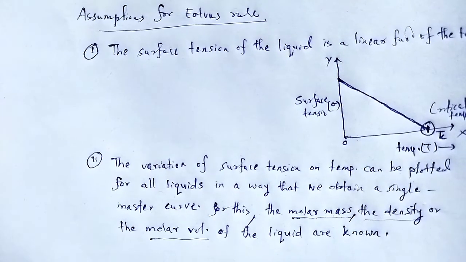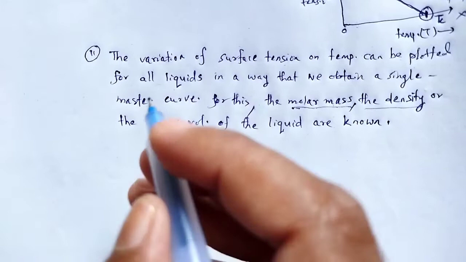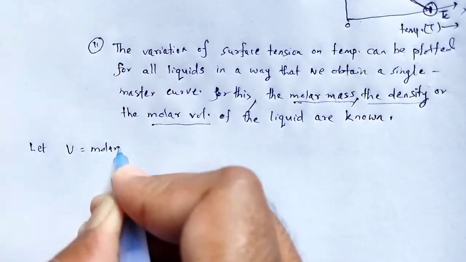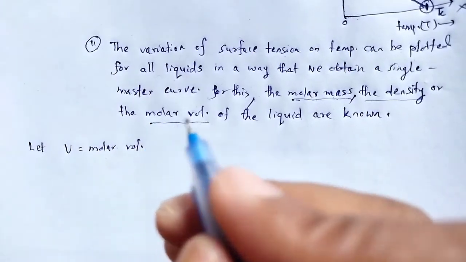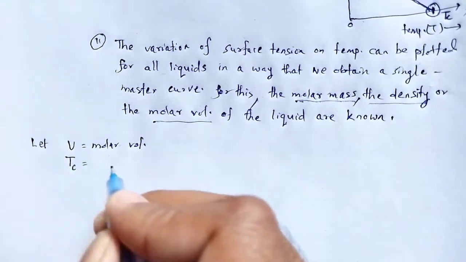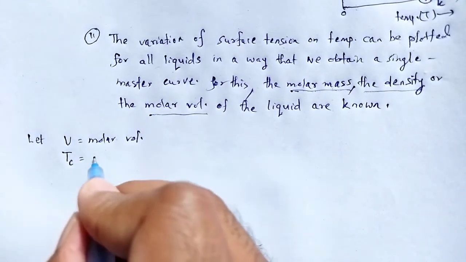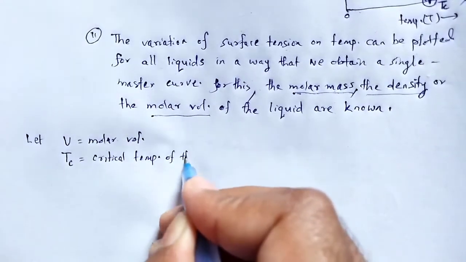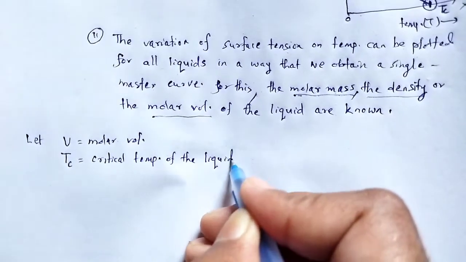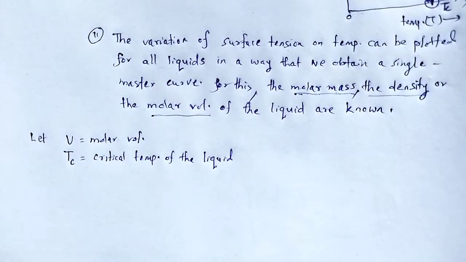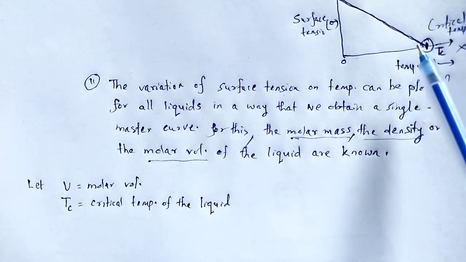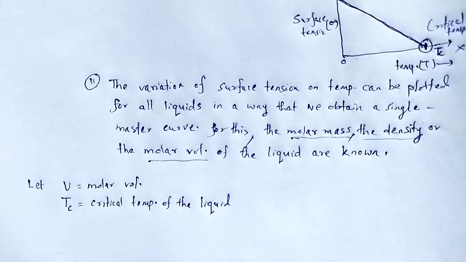Mathematically we can write this. Let V be the molar volume. Let Tc be the critical temperature of the liquid. Critical temperature in the sense that the surface tension of the liquid vanishes at a particular temperature, which is called the critical temperature for the given liquid.